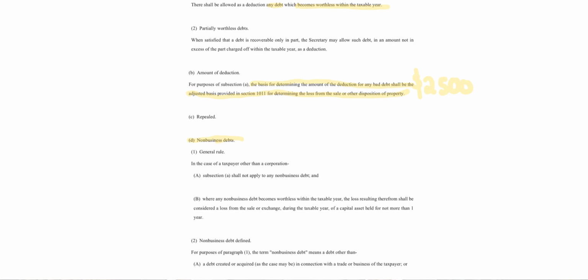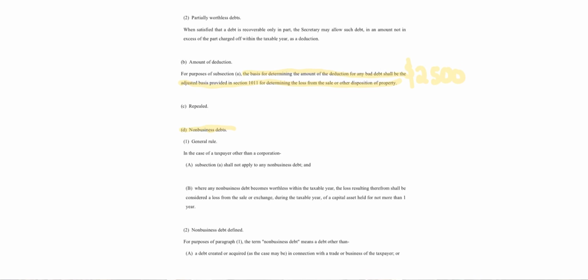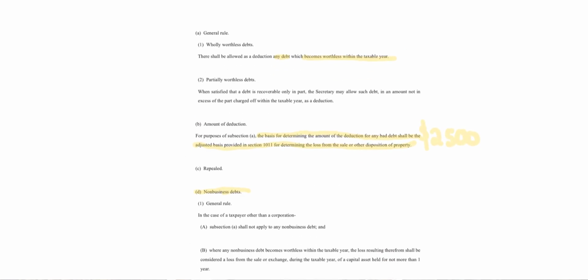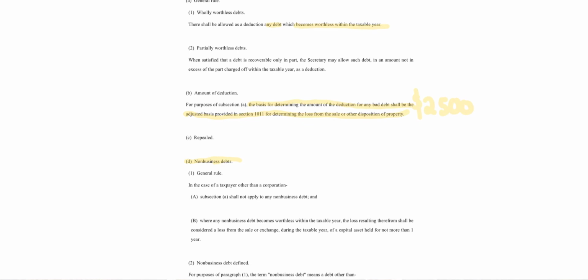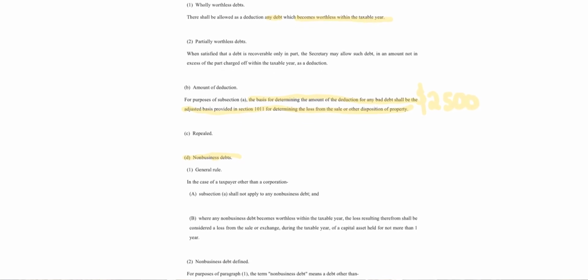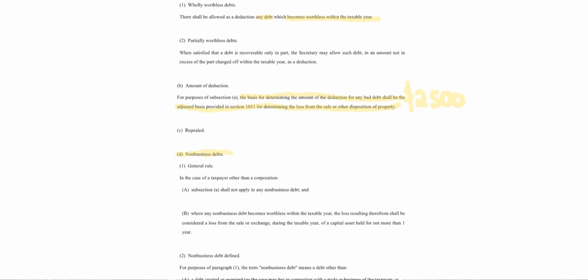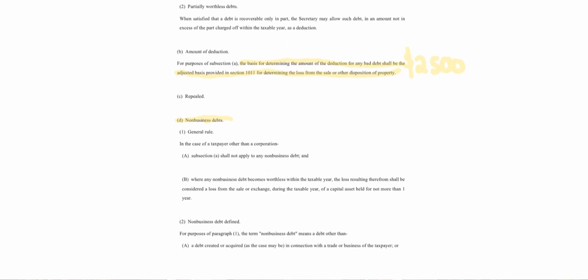General rule, in the case of a taxpayer other than a corporation, hey, that's what we have. That's our taxpayer. Subsection A shall not apply to any non-business debt, and where any non-business debt becomes worthless in the taxable year, the loss resulting therefrom shall be considered a loss from the sale or exchange during the taxable year of a capital asset held for not more than 1 year. So it's saying that in the case of a taxpayer other than a corporation, subsection A shall not apply to any non-business debt, and where any non-business debt becomes worthless, the loss resulting shall be considered a loss from the sale or exchange during the taxable year of a capital asset.